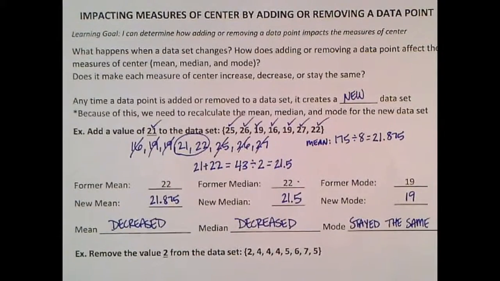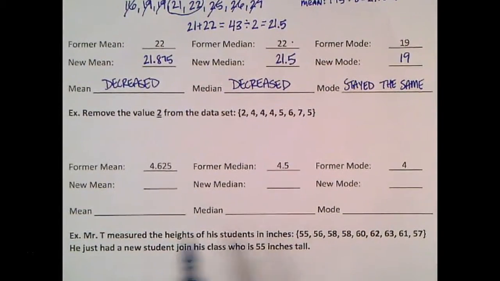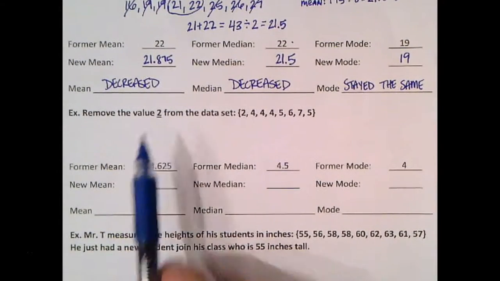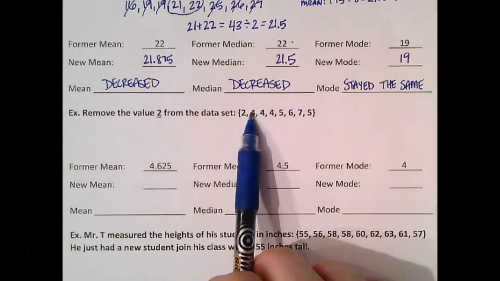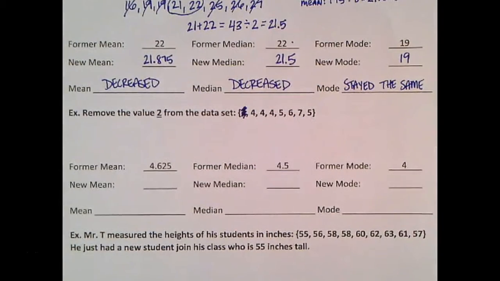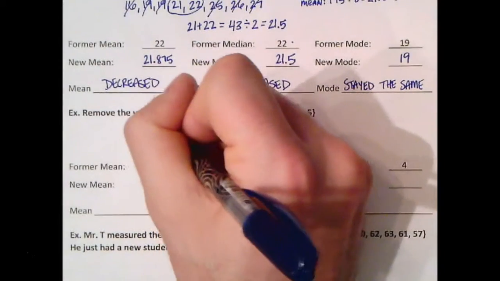All right. Well, that's what happens when we add a value, and let's take a look at a situation where we are getting rid of a value. So what we're doing is we are removing the value 2 from the data set. So when I write out my new data set, I'm simply going to be doing that right there. Okay, but notice not in order, so I'm just going to rearrange them in order.